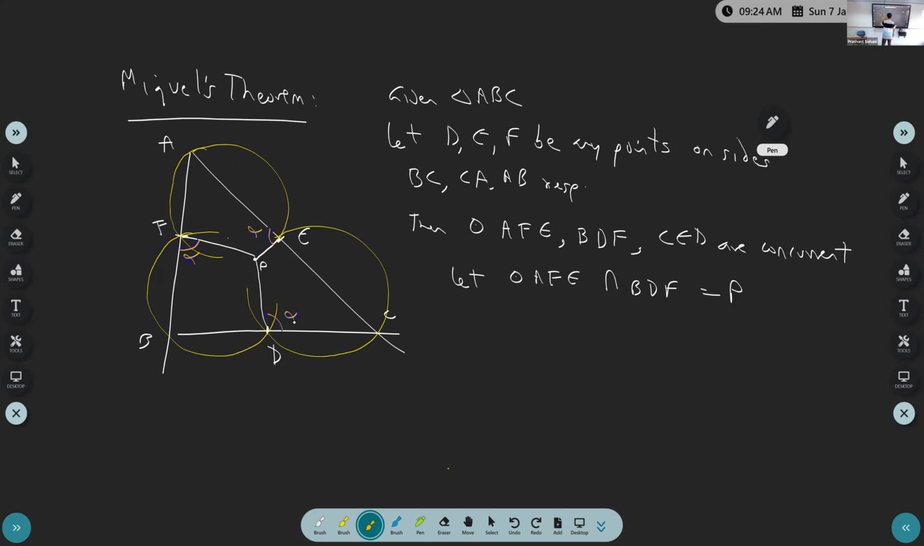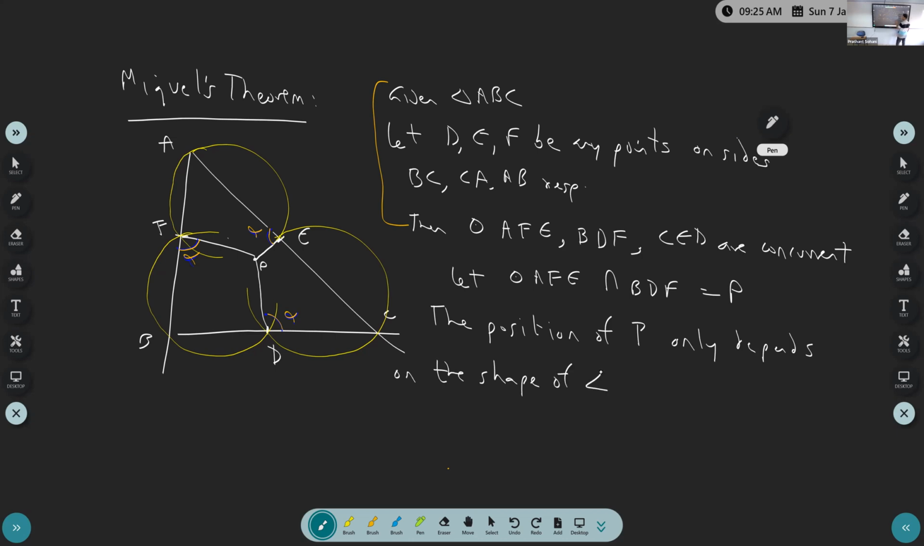Right? So therefore, if P lies on any two circles, it has to lie on the third circle. So this is the basic Miquel's theorem, but basically what we observed last time is something more about the point P. That point P is not just any arbitrary point. It has an important property that the position of the point P only depends on the shape of triangle DEF.